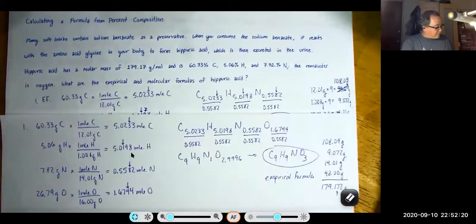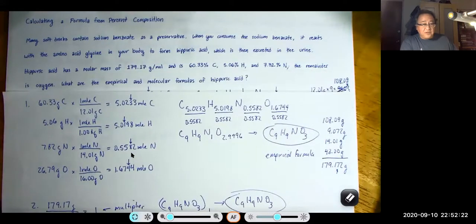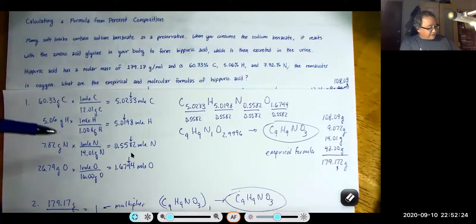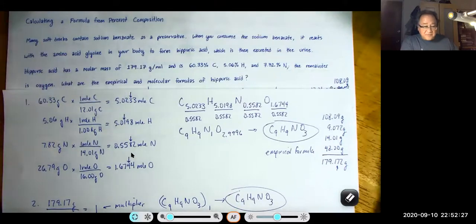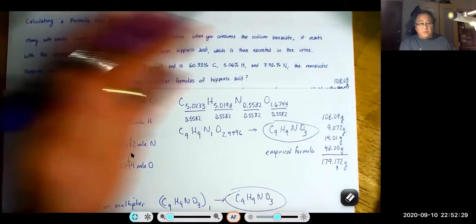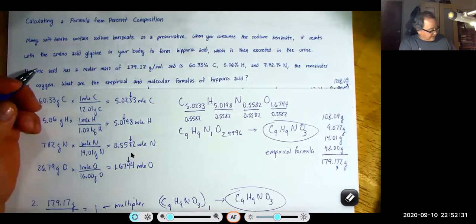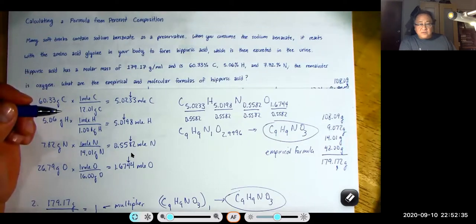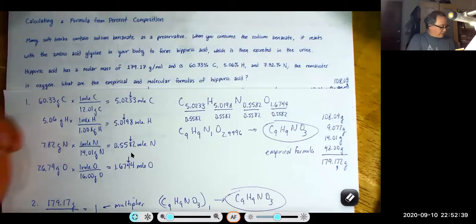So what did you learn about all of this? Hopefully you learned, well, the method is to find out the mole of each atom and then put that into a formula and simplify it. And don't read part of the problem, read all of it. Okay.